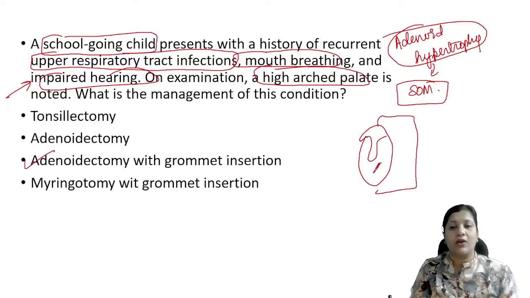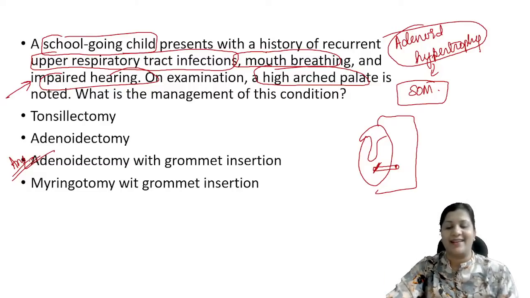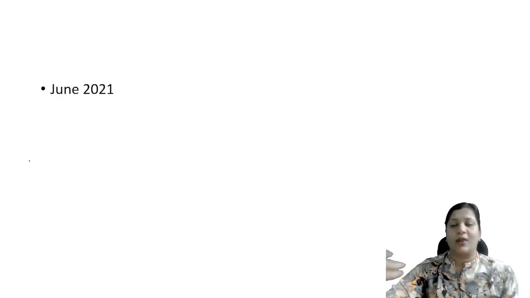So you will do a myringotomy. Through that myringotomy, you will put a ventilating tube which is called a grommet. So the answer is C, adenoidectomy and grommet insertion, which I see all of you have answered rightly. Very good, all of you. So that was your December 2021. Now let's go to June 2021. Then we'll do 22 and Jan 23 questions as well.